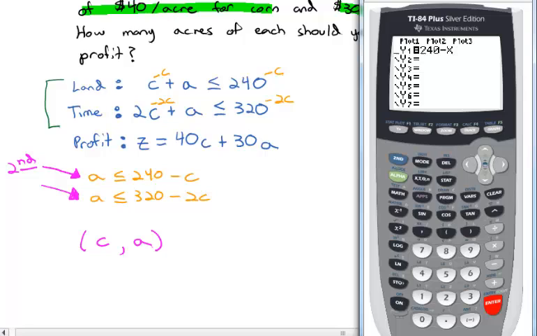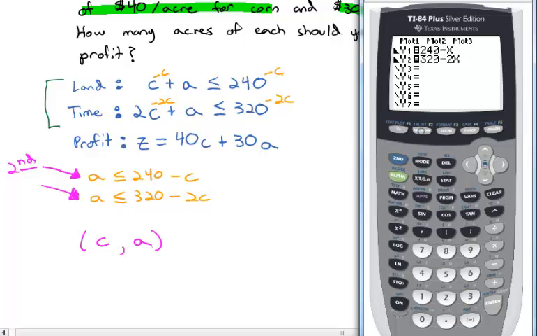That's above the line there. Now we're below the line. The next equation is also less than. We want to be below the line, so we'll hit enter on the line until it shades below. And this is 320 minus 2 times the variable.